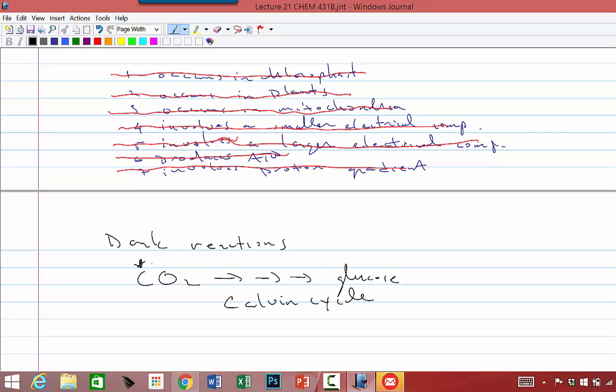So, let's see. Your book does a pretty good job of describing this. I'm going to just go through this pretty much on a basic level. There's some good pictures here that I want to show you. So this is on page 695 of your book. Okay. And this is figure 16.23.